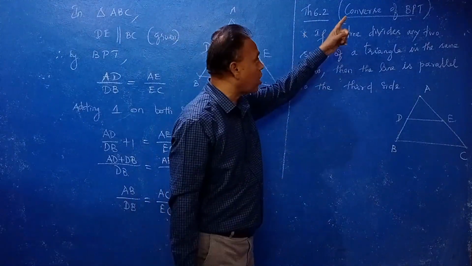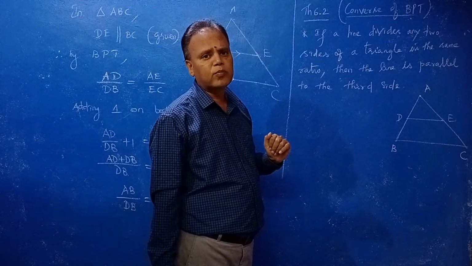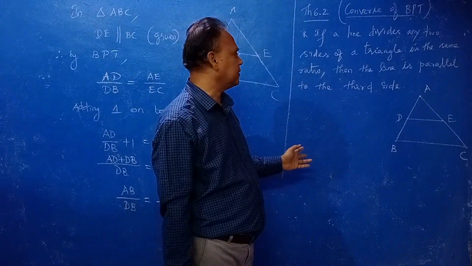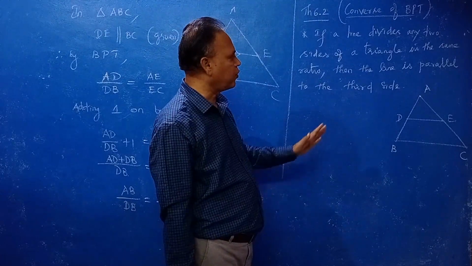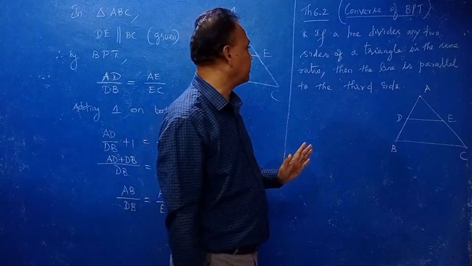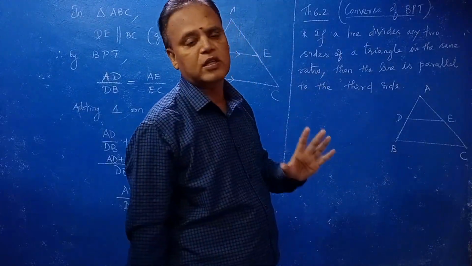Theorem 6.2, converse of BPT. The result is very important. The proof is not much important. You can easily prove it also, but from the examination point of view, the proof is not important. So for the time being, now see the result. How to use the result, that is very important.